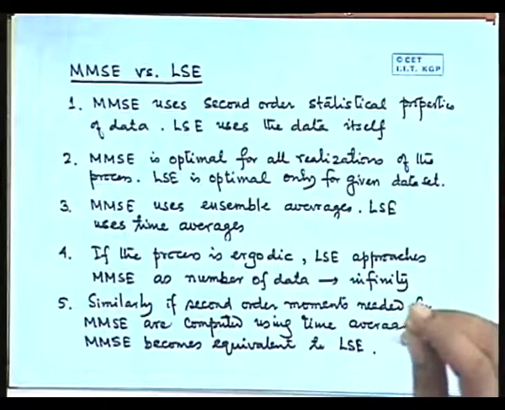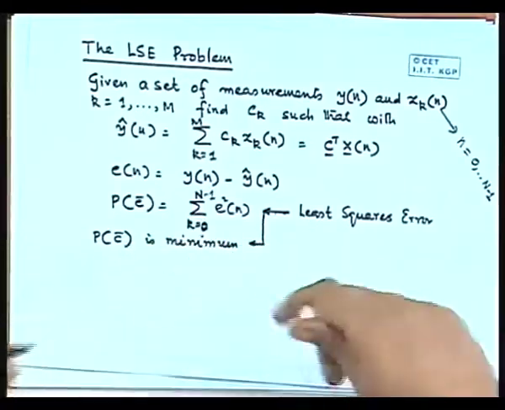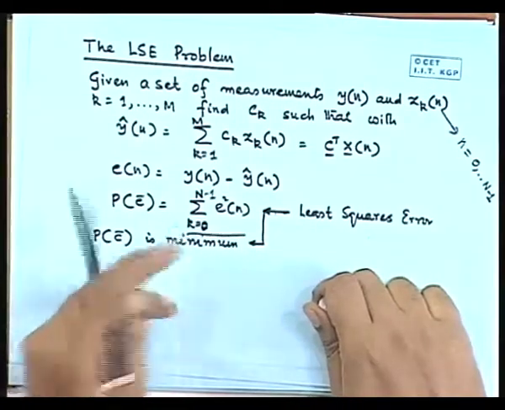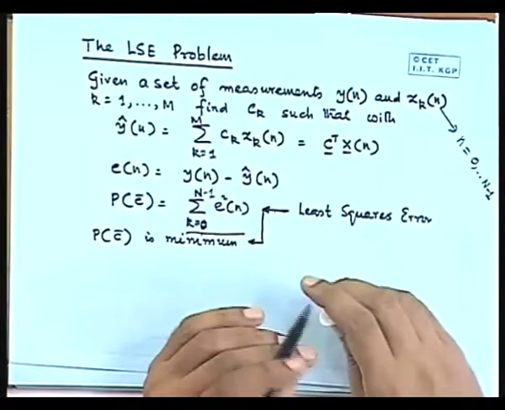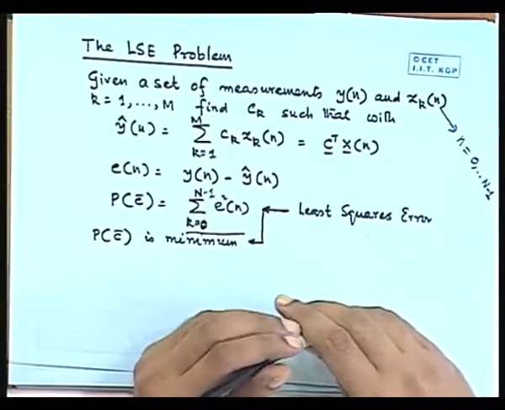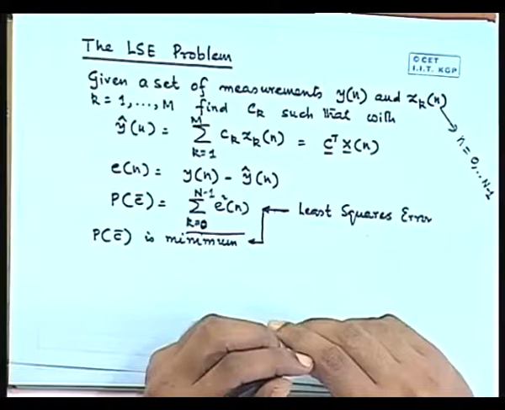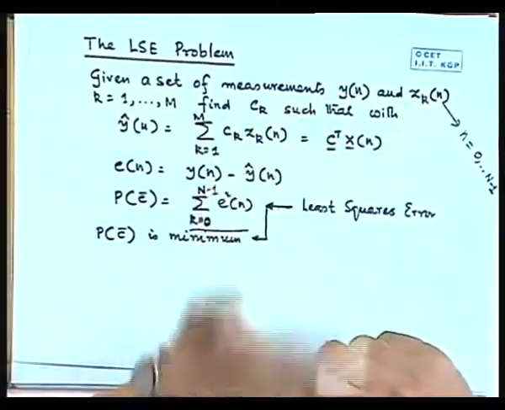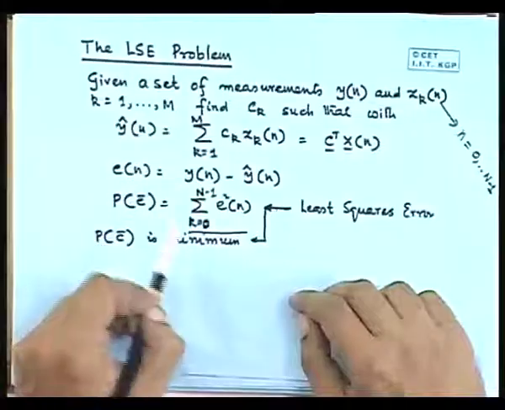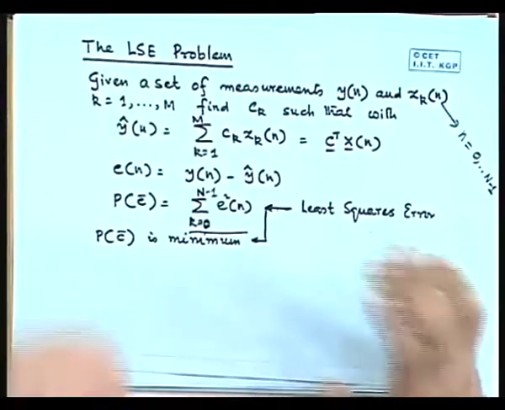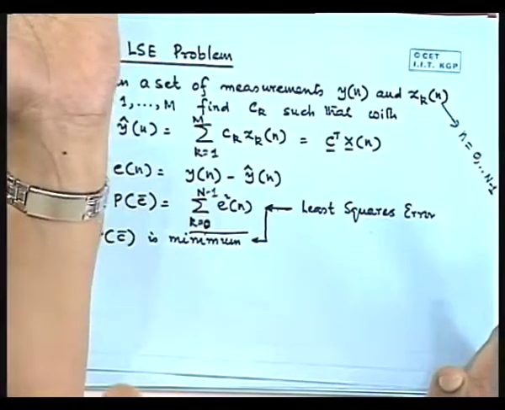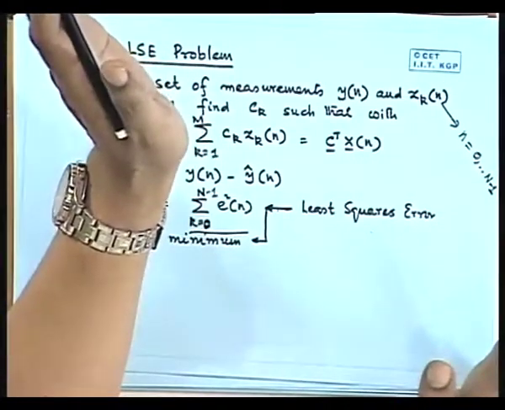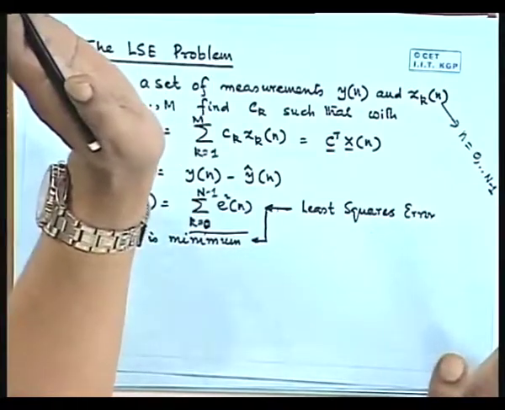While in the least square problem, look at this, our performance index is defined in terms of this particular set of data. We are not talking of any expectation. We are saying that we are given this yn and these xkn's. Now find a ck such that over this data set this error is minimum. What will happen for the other data sets, we don't know, and we are not talking about them either.